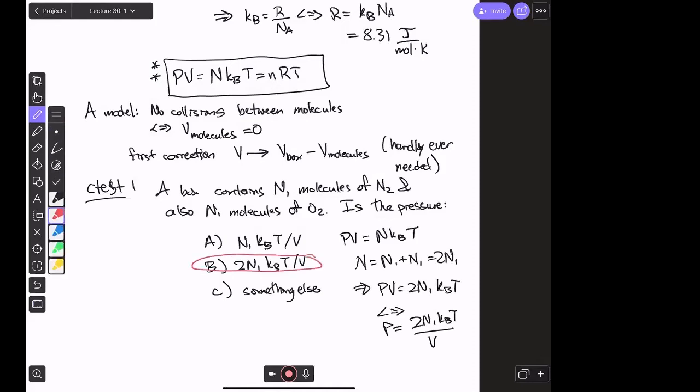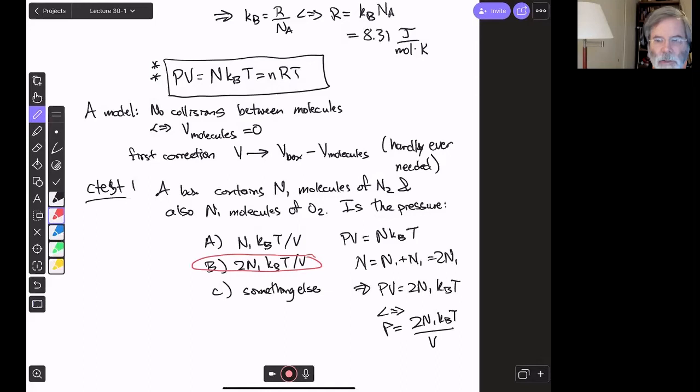Very good. So that's one good way to think about it. A different way is, remember, we're assuming no interaction between the molecules. And so you could also think of it as you get a pressure N1 kB T over V just from the nitrogen molecules. But on top of that, you get an additional pressure N1 kB T over V from the oxygen molecules, and those two pressures add together. So those are both good ways to think about it. It's helpful if you can think about it in either way. Questions?